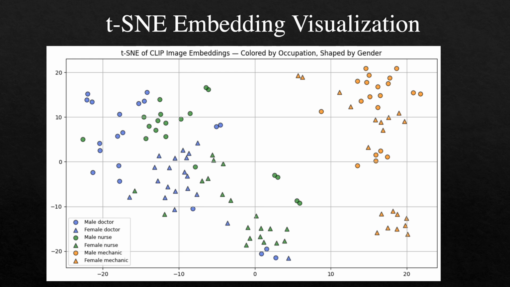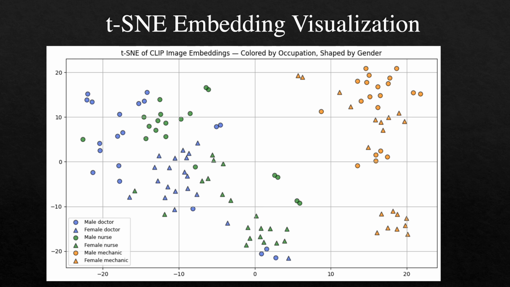I took it a step further and ran another t-SNE plot for three occupations: doctor, nurse, and mechanic. This time I colored points based on occupation and shaped them based on gender. Interestingly, we could see that even within the same occupation, male and female representations formed separate clusters, suggesting that CLIP encodes gender-specific patterns in its embedding. If we look more closely, we can observe that female representation is slightly shifted towards the right bottom corner.